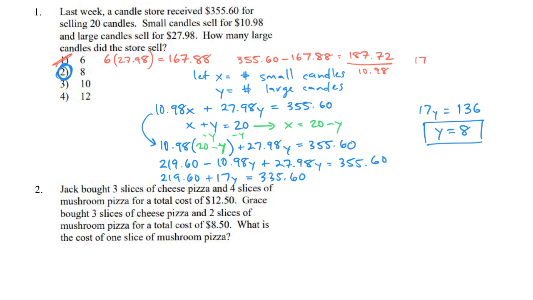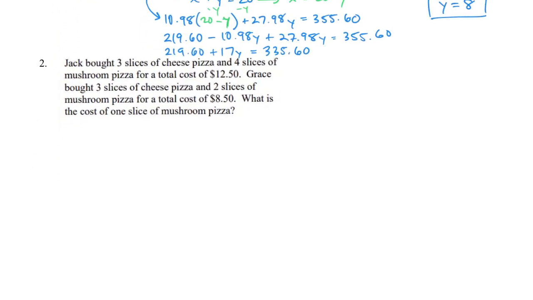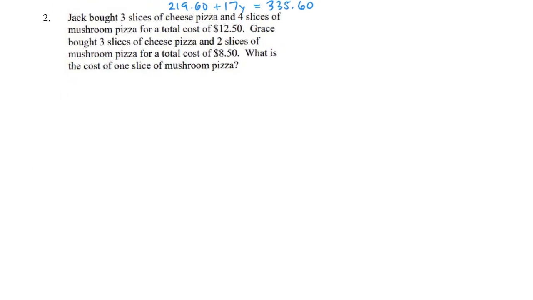So there's two different ways you could have done this. When it's a multiple choice, you have options. Some people think the first way makes more sense. Some people think the second way makes more sense. All right, let's slide this up. Let's move on to number 2.